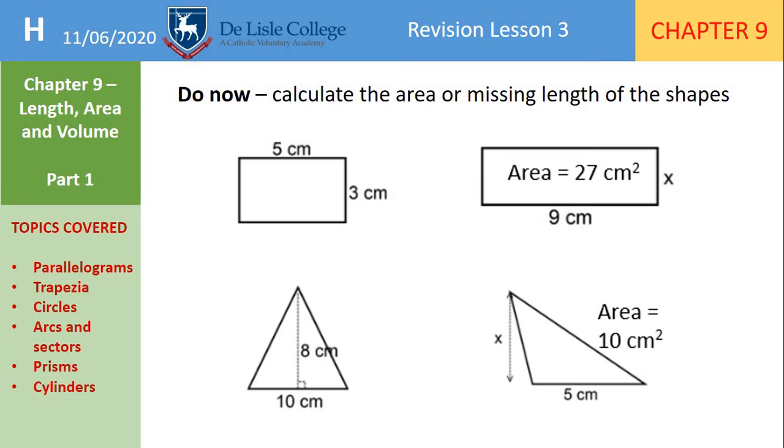Okay, checking answers then. The first rectangle, the area is 15 centimetres squared. The second rectangle, the missing length, is 3 centimetres. The first triangle, the area is 40 centimetres squared. Remember, we have to do base times perpendicular height divided by 2. And then the missing length for that second triangle is 4 centimetres.